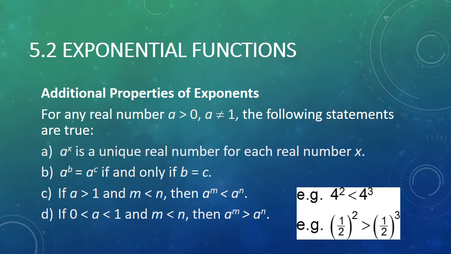Here's an example of each of those last two. The first one, you've got a number greater than 1, which is 4. 4 squared is less than 4 to the third, and that makes sense. The other one is a little less intuitive. So we have 1/2. 1/2 squared is actually greater than 1/2 to the third. And if you think about it, it's just because of the way we work with fractions. 1/2 times 1/2 is 1/4. 1/2 to the third is 1/8. So 1/4 is definitely larger than 1/8.